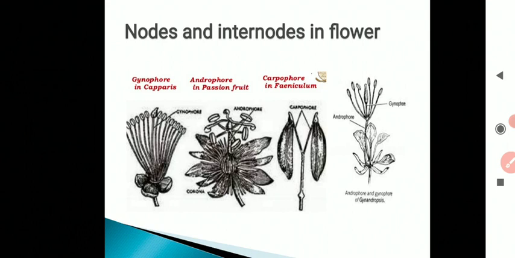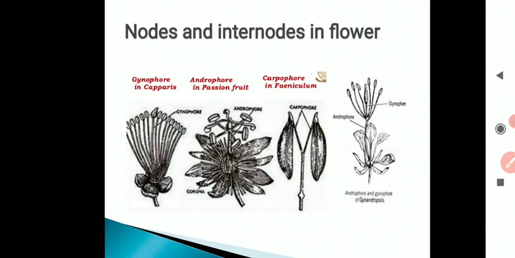The second internode between corolla and androecium is called androphore. The internode between corolla and androecium is known as androphore. For example, it is present in Passiflora plant.